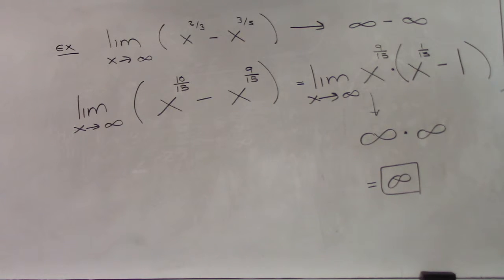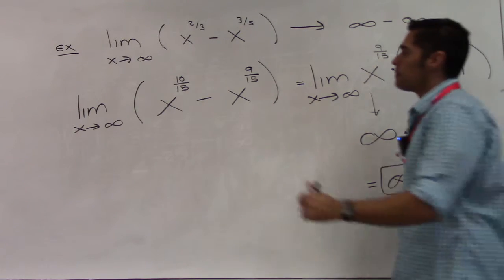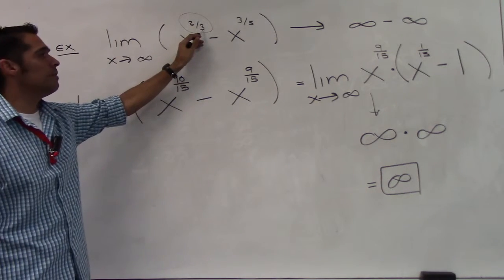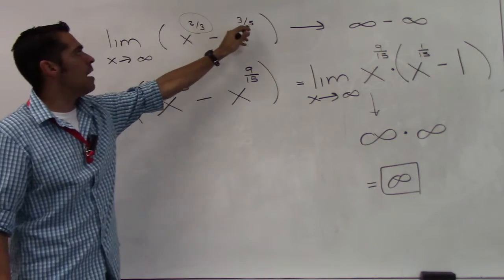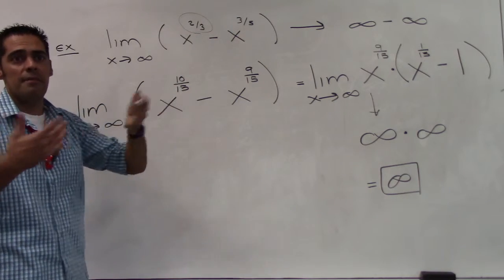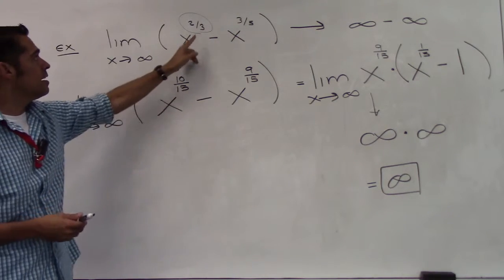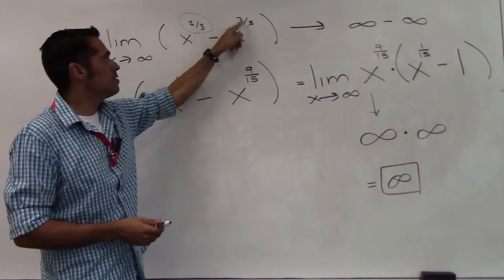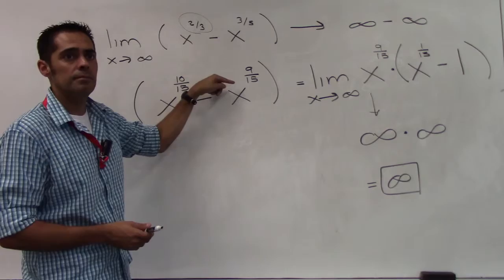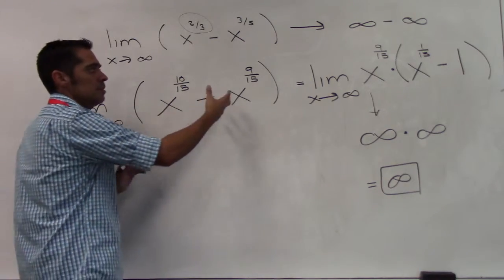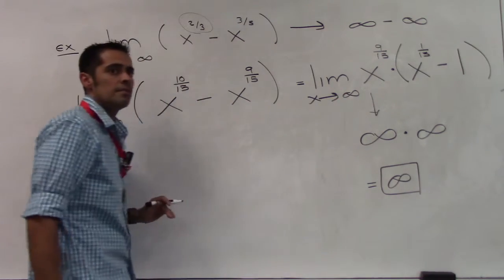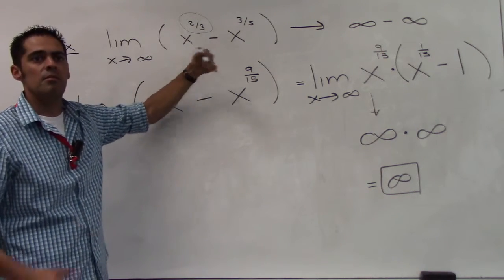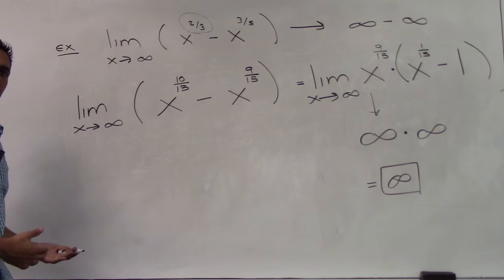So how did you get the fractions on top again? I said I need to turn this denominator into a 15. I looked at 3 and 5 as a common denominator. So 3 and 5, 15 is a common denominator. I said I need to turn that into a 15, so I multiply top and bottom by 5. I need to turn that into 15, so I multiply top and bottom by 3. And then from there, I was able to pull out an x to the 9/15. So this has 10/15 in it, right? This is 9/15. What do they have in common? 9/15.